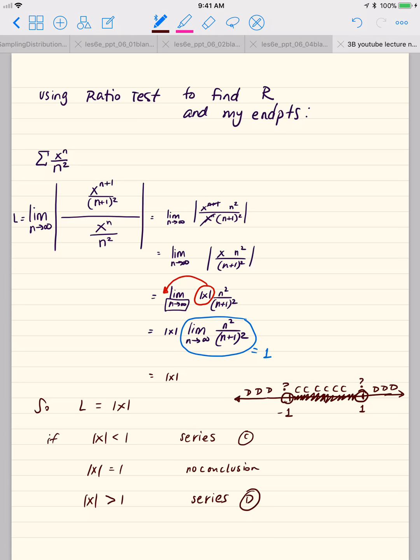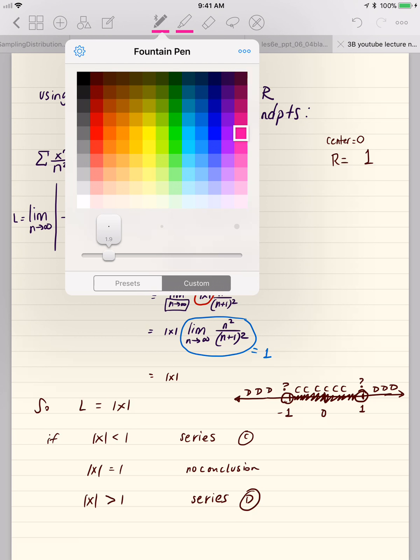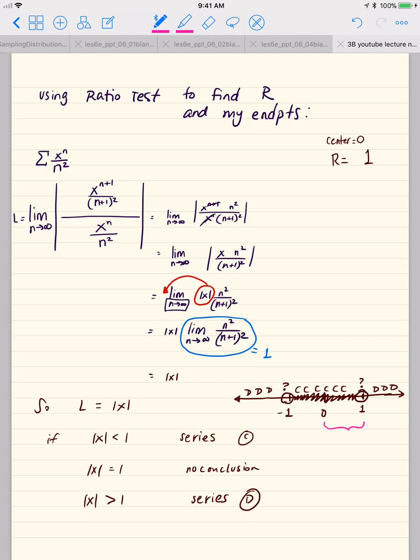Okay. So already we can tell our endpoints and R. So R is equal to 1, because the center, remember, is equal to 0. And to find R, we look and see what's the distance between the center and the endpoint. That's 1. So R is equal to 1. And our endpoints are plus and minus 1.